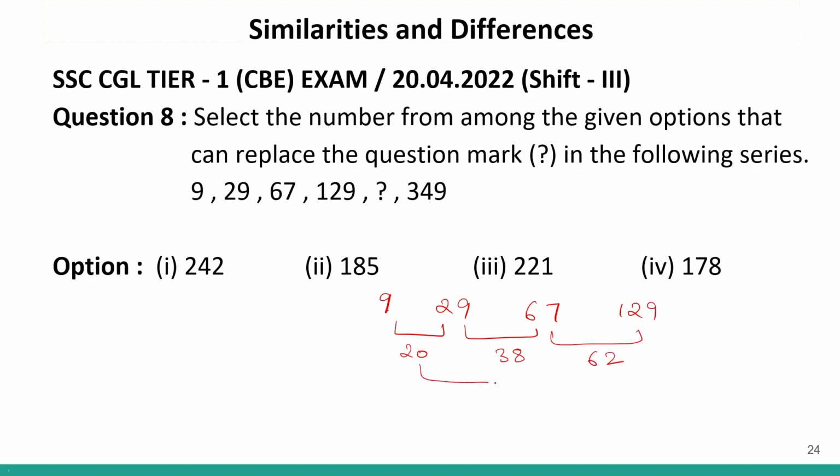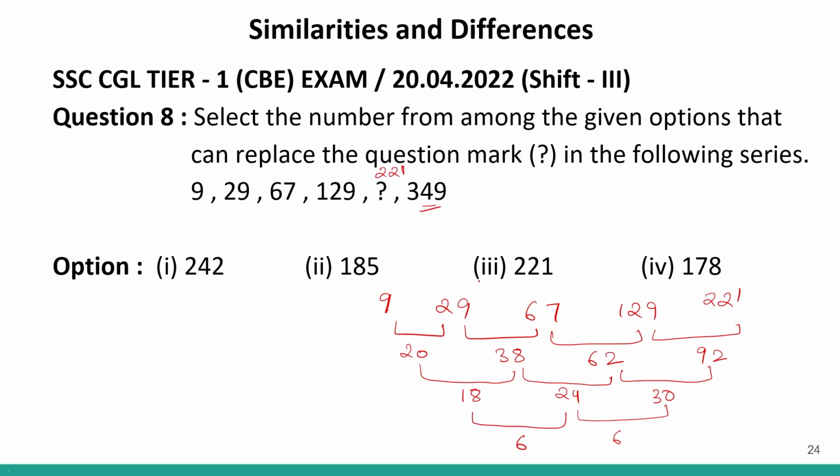If I go from here to here, I am increasing it by 18. Similarly, here to here, I am increasing it by 24. So now I can clearly say that we are increasing it by 6. Correct? Now if I increase this by 6 again, I'll get 30. So 62 plus 30 will give me 92. So 92 plus 129 will give me 221. Okay, so at this place I'll get 221.